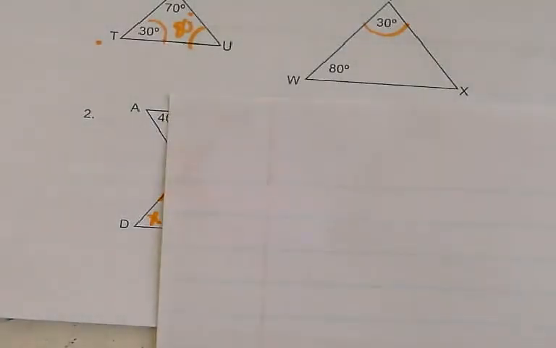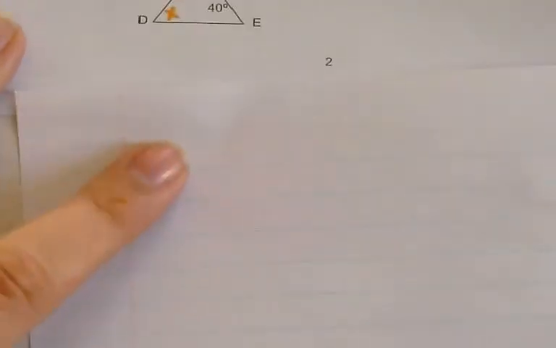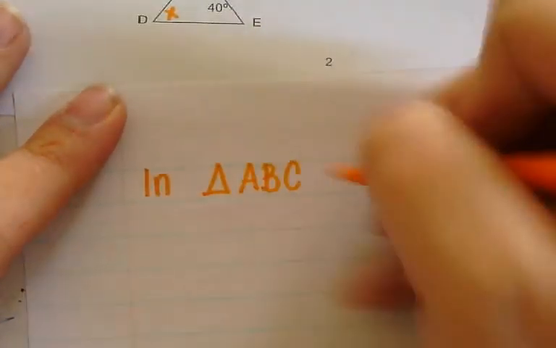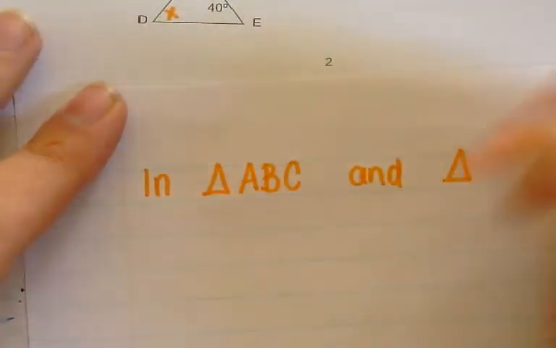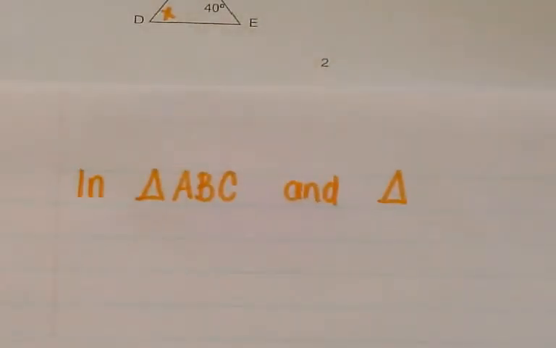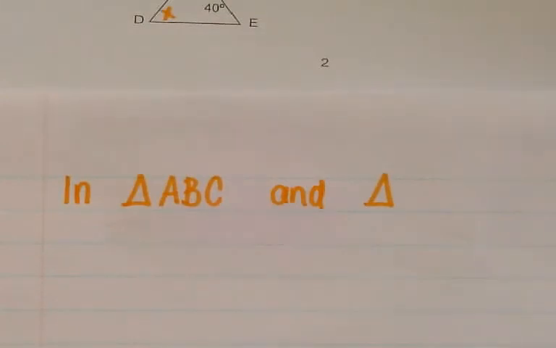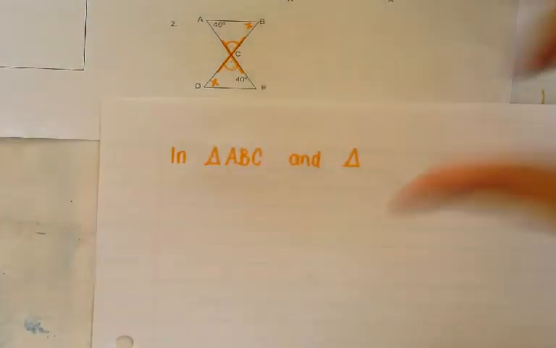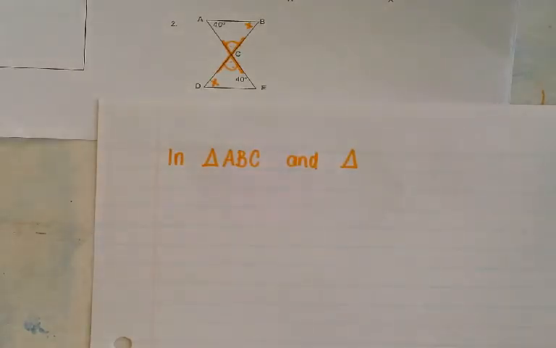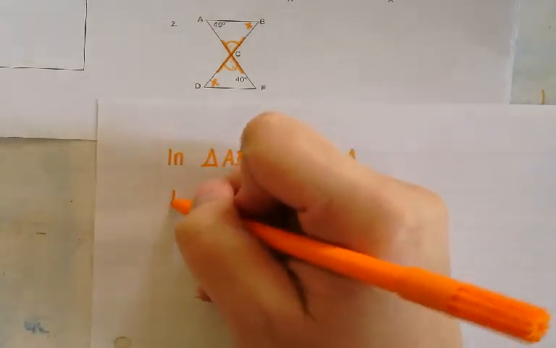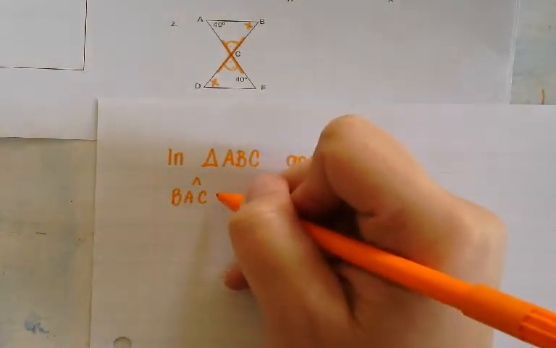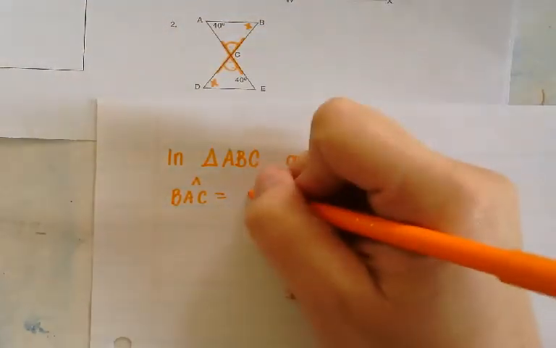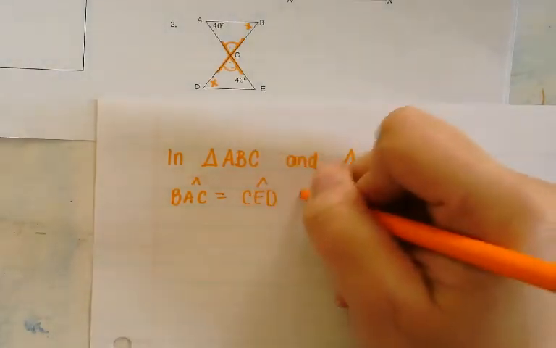So we don't know the names yet, so we'll just start with my first one. In triangle, I'm going to call it ABC. And triangle, I don't know the name yet, so we're going to leave it just like that. I'm going to write the one that I can see first. BAC is equal to CED because that is given to me.